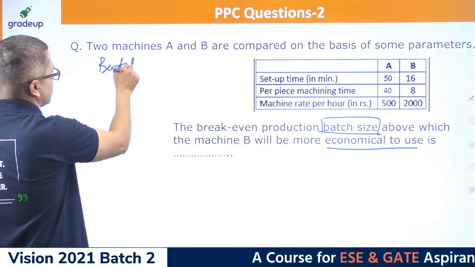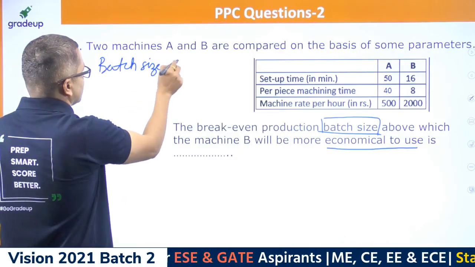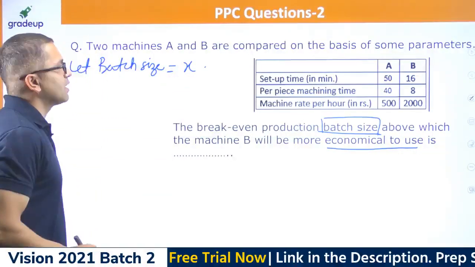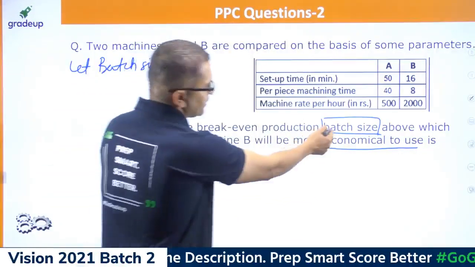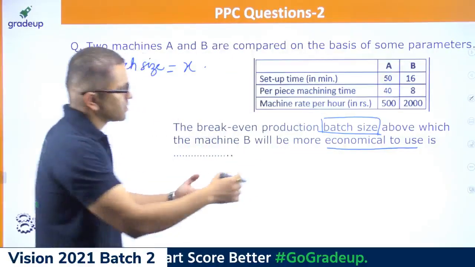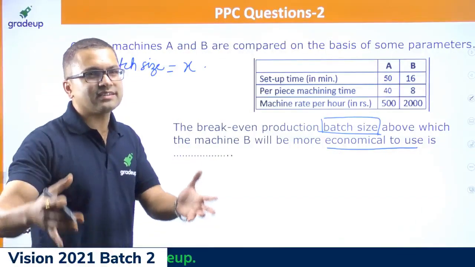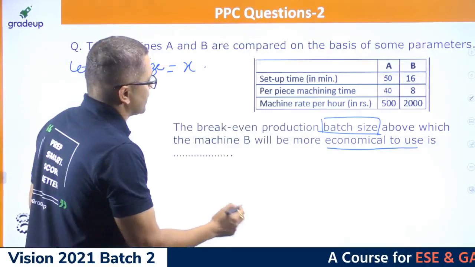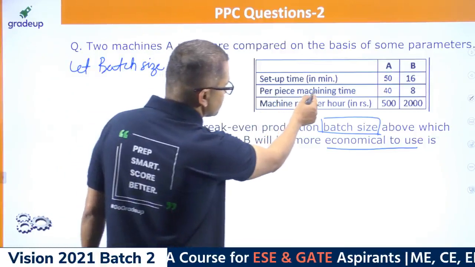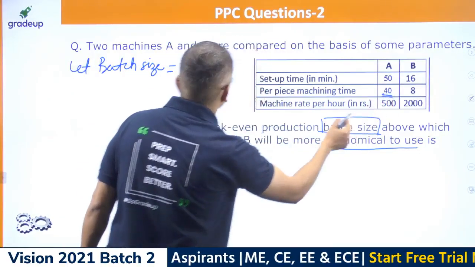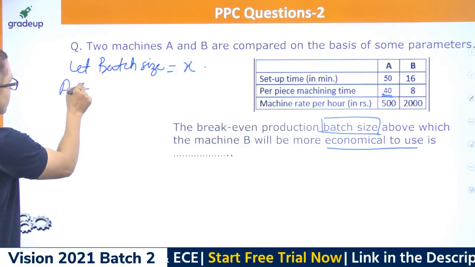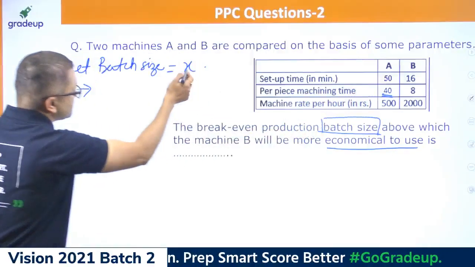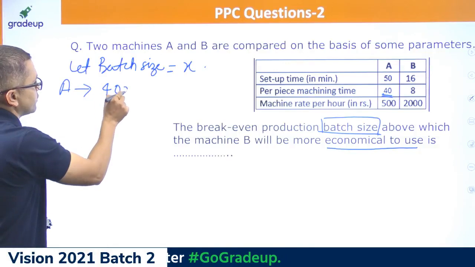Kisna, we are going to find, okay, let me solve it for you. Let batch size equal X. This is what we need to find, all right? Now, think about whatever things you can calculate in the question. Per piece machining time is 40. For A, I'm going to write, okay? For 1 piece, machining time is 40. For X pieces, it's going to be 40X.